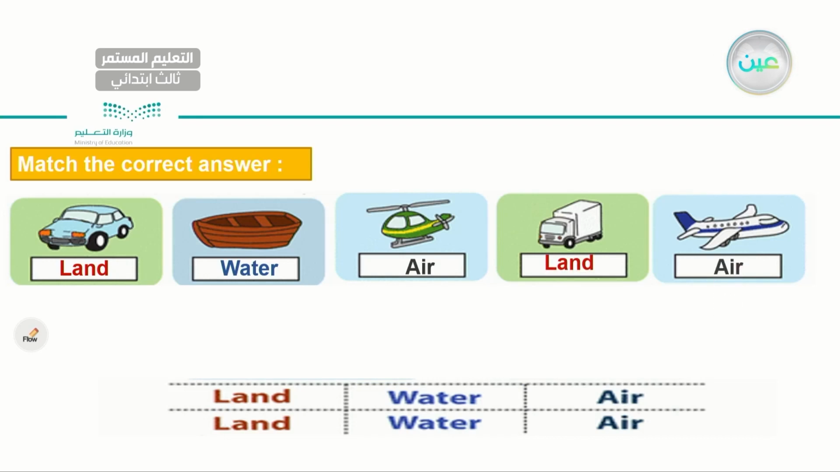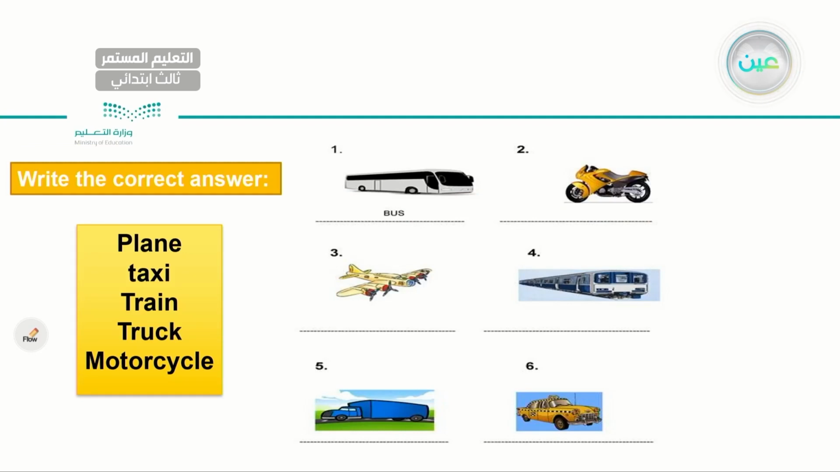Very good. So let's read our answers. Land, water, air, land, and air. Very good. Now, to your left, I have the names of this transportation. To your right, I have the pictures. Okay? What I need here is to match, to write the answer. I already gave you the first one, which is bus. Now, I have plane, taxi, train, truck, and motorcycle.